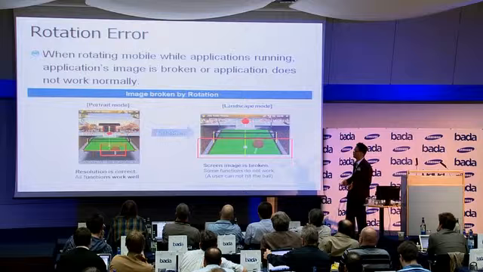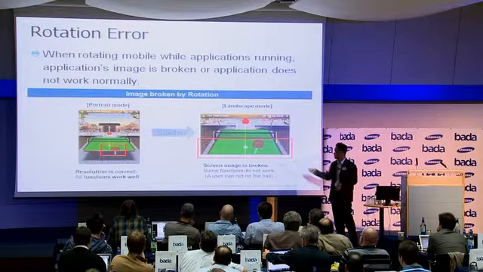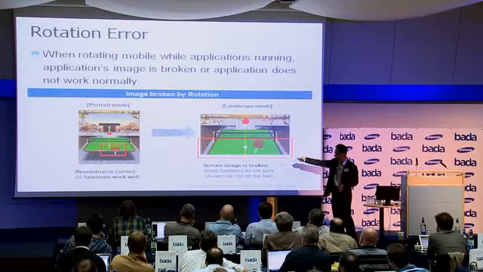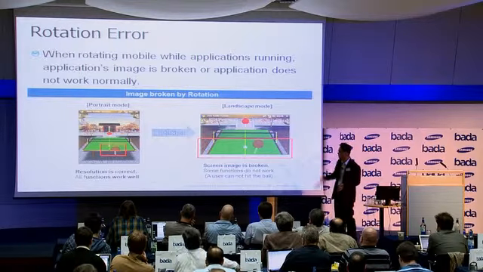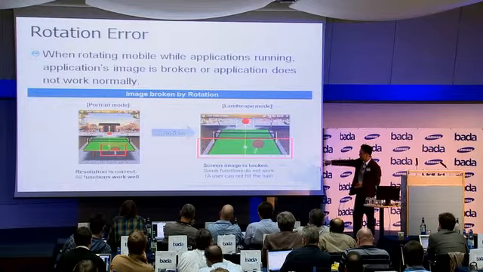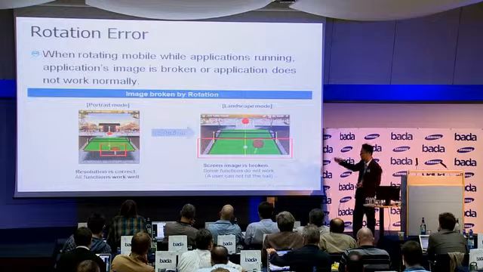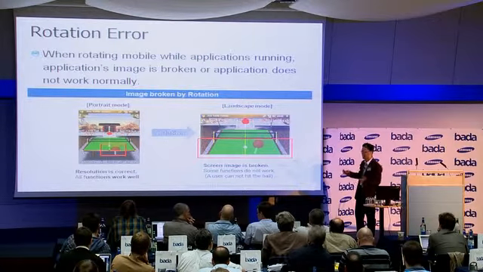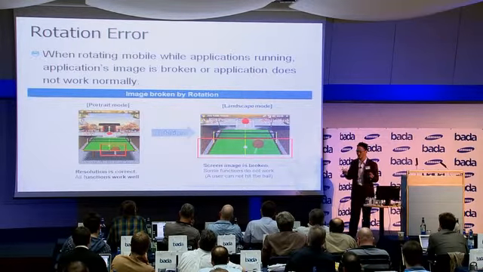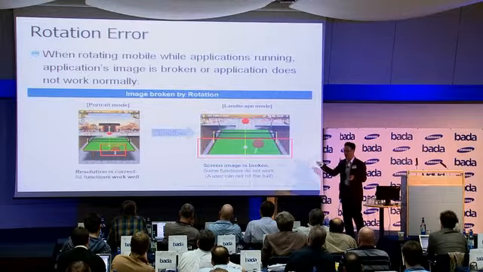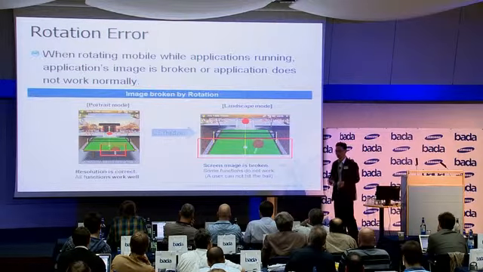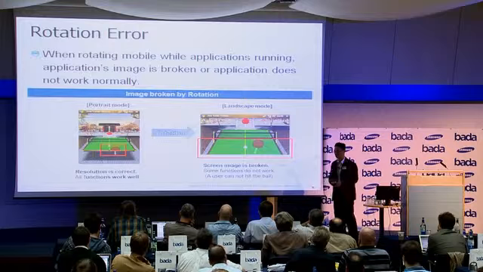And the last example, the rotation error. In portrait mode, this ping pong game looks fine, and you can move this racket down and play. But in landscape mode, when you rotate it, the bottom of the screen is cut off, and you cannot move the racket. If your application supports portrait and landscape modes together, it is best. But if you are optimized for one mode, please block the other mode, and then your application will be passed with no problem.